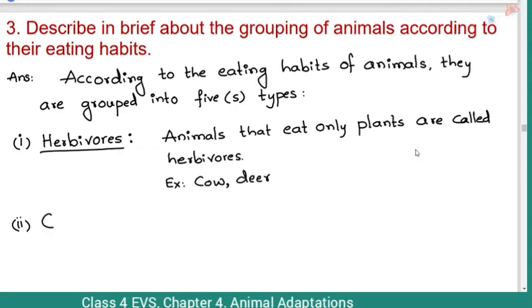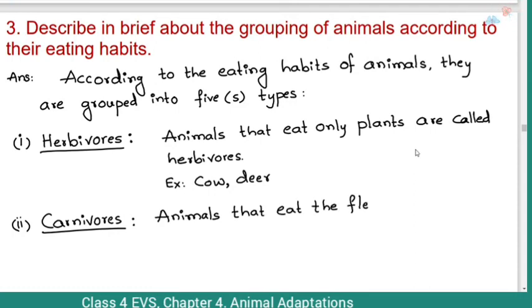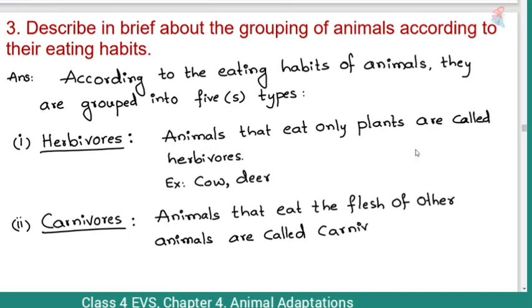Second one, carnivores. What are carnivores? Animals that eat the flesh of other animals are called carnivores. Examples of carnivores are tiger, lion.